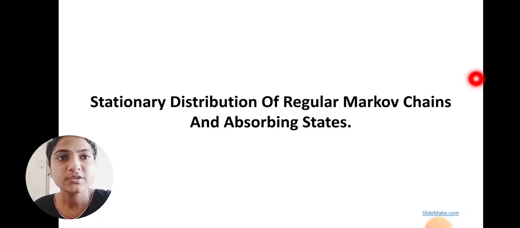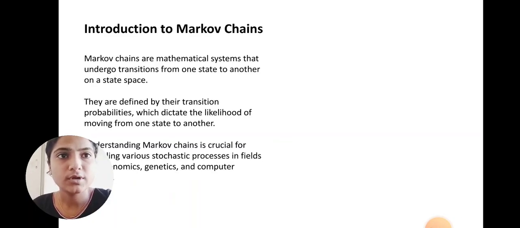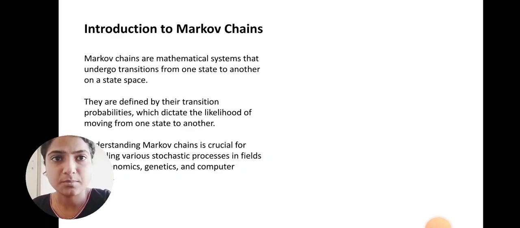Today's topic is stationary distribution of regular Markov chain and absorbing states. Introduction to Markov chains. Markov chains are mathematical systems that undergo transitions from one state to another on a state space. They are defined by their transition probabilities, which dictate the likelihood of moving from one state to another. Understanding Markov chains is crucial for various stochastic processes in fields like economics, genetics, and computer science.